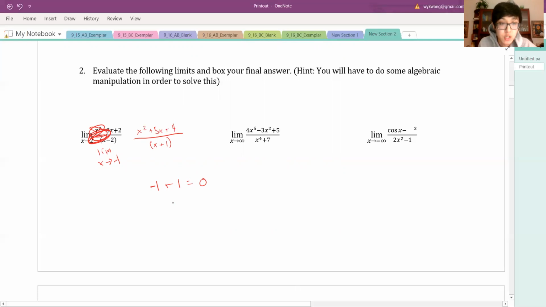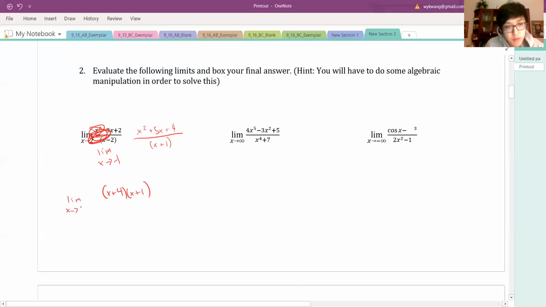And again, with these, it should be pretty obvious at the start when you see this type of x squared and then a different x value on the bottom. Our first instinct should always be to factor it. So let us try to factor it. X squared plus 5x plus 4 on the top would factor to x plus 4, x plus 1, right?